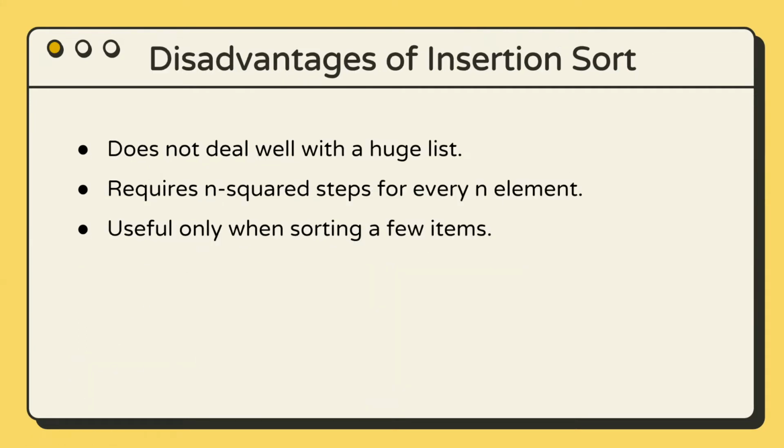With the disadvantages of the insertion sort, there's actually not very much disadvantage. There's only one main disadvantage, which is that insertion sort doesn't deal well with a huge list. This is because it requires n squared steps for every n elements to be sorted. So the larger the number of variables to sort, the longer it's going to take, and therefore it is particularly useful only when sorting a list of few items.